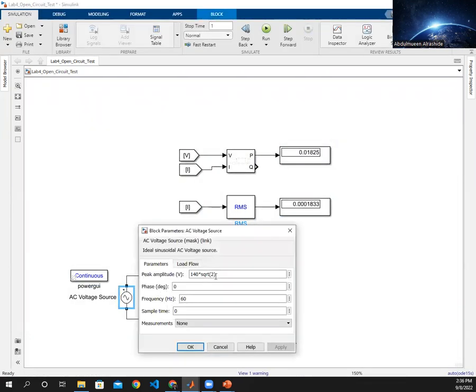Now, what are you going to do? This is requiring the peak value, but 140 is the RMS value. If you multiply by square root of 2, you're going to get the peak value. Now, for your experiment, you're going to change this to 2 and run the experiment. For now, I'm going to leave it at 1.